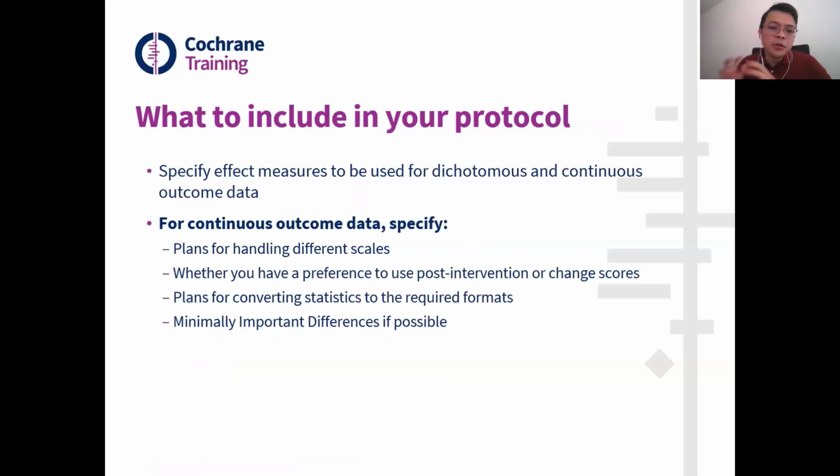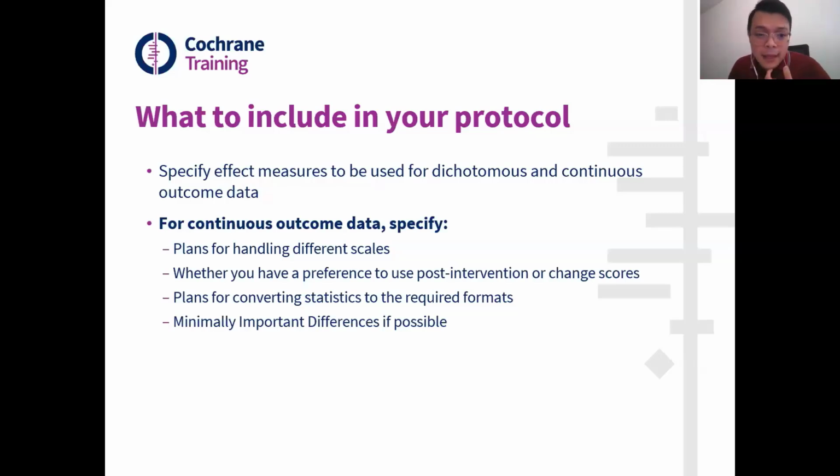So what to include in your protocol? As you plan your review and write your protocol, be sure to specify the effect measure or measures that you would want to use for your outcomes. Will you use risk ratio, odds ratio, risk difference for dichotomous outcomes, and mean difference or standardized mean difference for continuous outcomes? Will you use more than one? Will you prioritize one over the other? And pre-specifying this in the protocol adds rigor to the review process and ensures transparency as well.